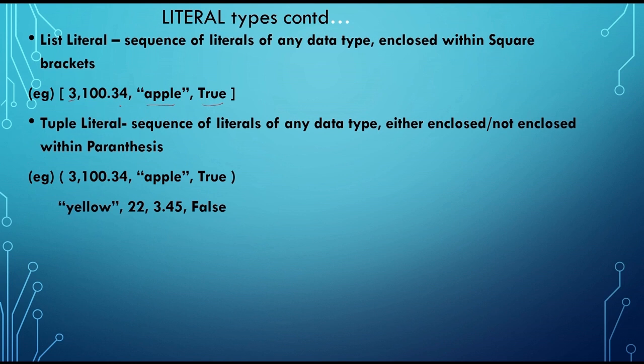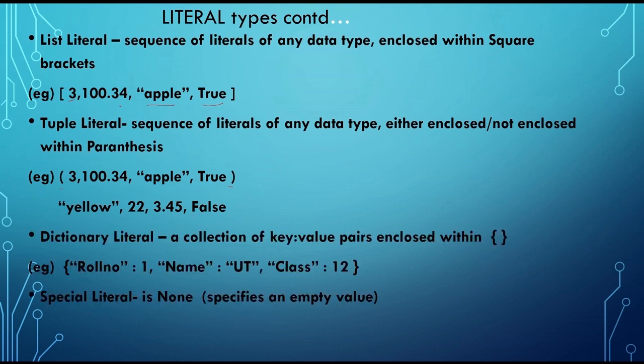Similarly, a tuple also can have elements of different data types, but the syntax is that these values are either enclosed within parentheses, or it can just be a series of comma separated values. So the parenthesis is not mandatory, but when a series of values are separated by a comma and assigned to a variable, that is a representation of a tuple.